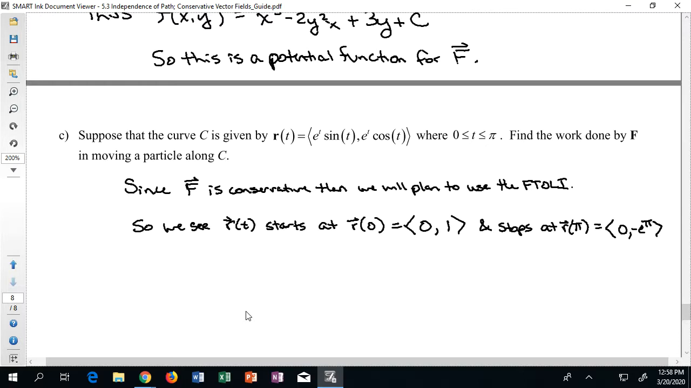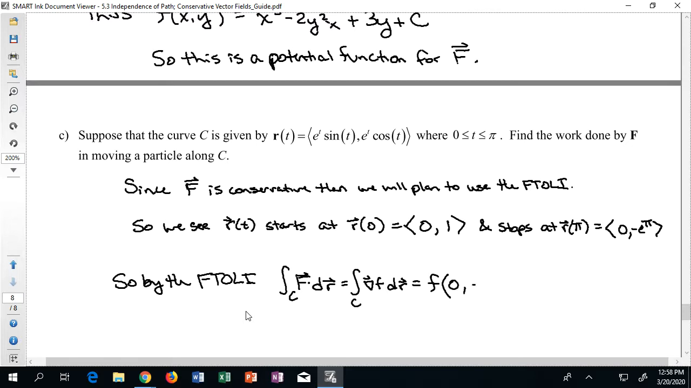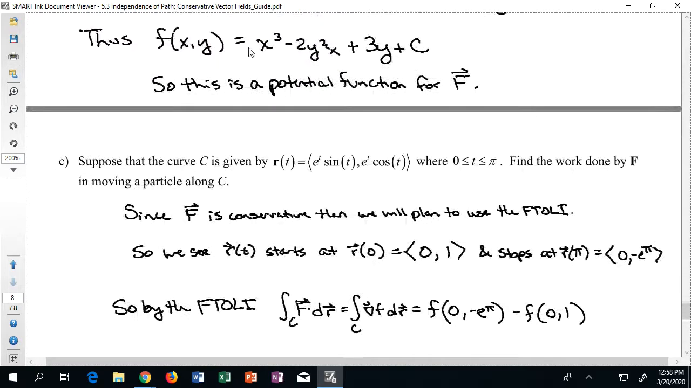So automatically, I can state this: by the fundamental theorem of line integrals, the integral across c of f dot dr is the same as the integral of the gradient of f that we defined up above. And I can just evaluate that function f at the stop point and subtract what happens at the start point. If I didn't have the potential function up above, if I couldn't find it, I would be stuck here because I wouldn't know what I'm plugging into. But because I have that function, this is easy.